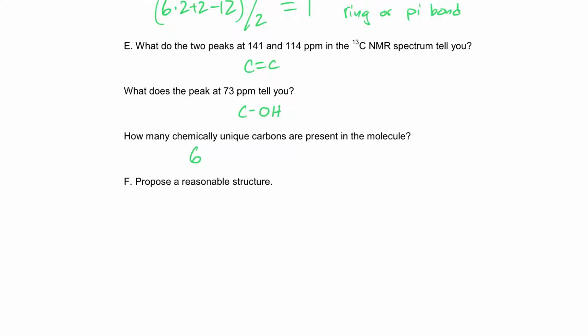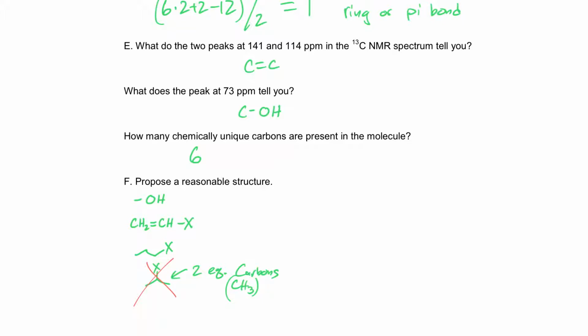Okay, so let's propose a structure. What parts do I have? I have an OH. I have what I suspect is an alkene on the end of a molecule. And if you remember from my discussion of the mass spectrum, I have this 3-carbon fragment. We can exclude this 3-carbon fragment because this has 2 equivalent carbons. Those are the CH3s. So I know that I have no symmetry in this molecule, so I cannot have this isopropyl group.